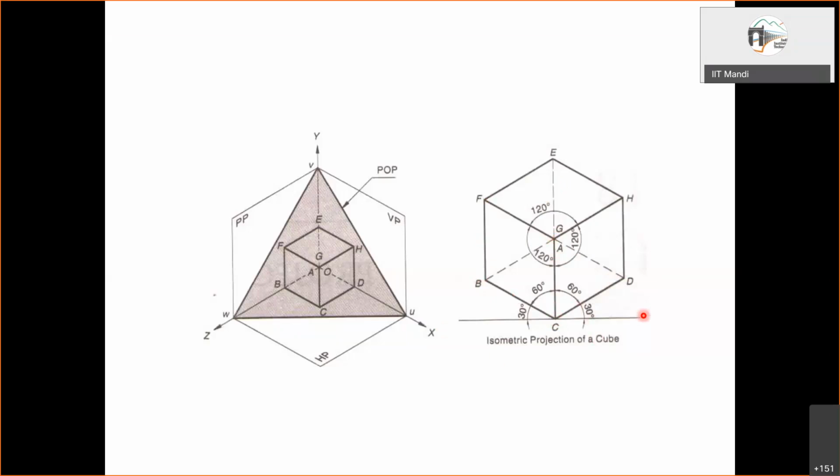That is, in this particular projection, what we are obtaining, the edges are having this peculiar inclination. This one, and this one. So one is vertical, but the other two are 30-degree inclined with the horizontal.